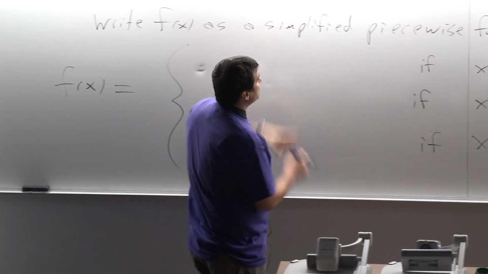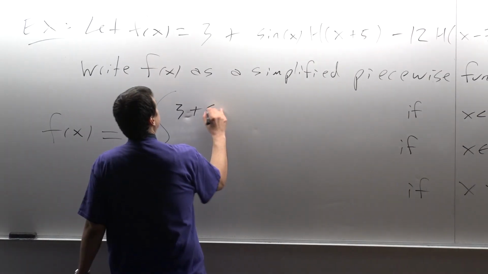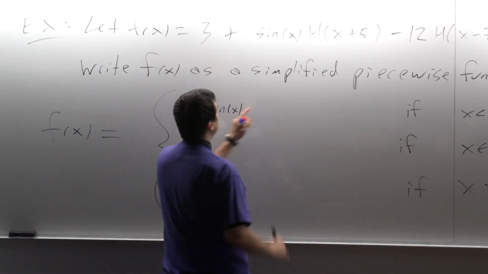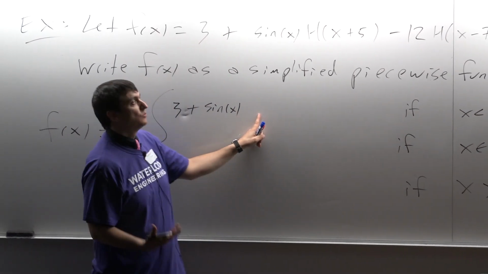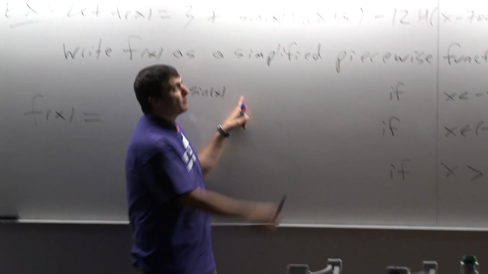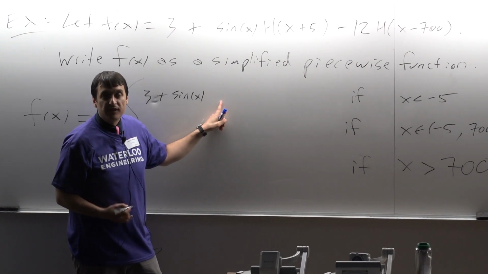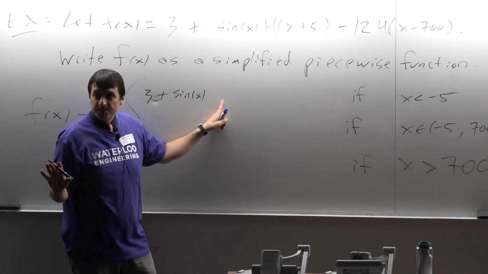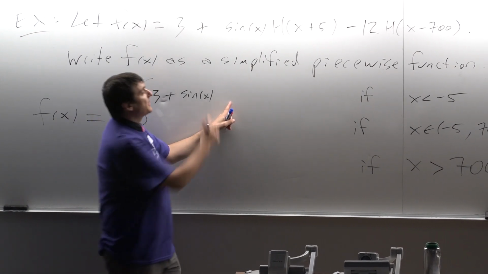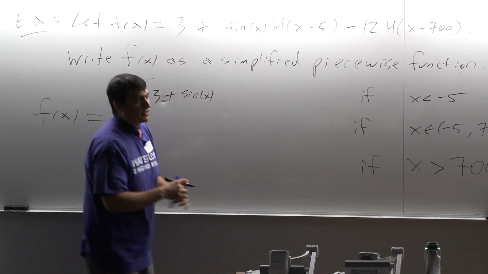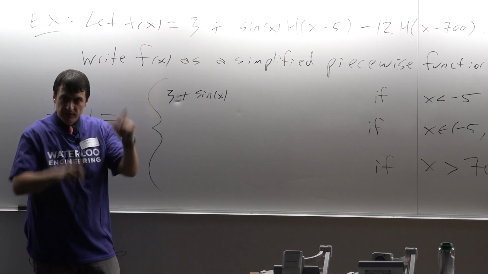I could start writing it as 3 plus sine of x times, and then I pause and I go, what is this times? What is this multiplied by? H of x plus 5. Oh, is that negative or positive? You know what, I'm not going to do that right now. Because I'm going to be focused on like 3 different things, and I'm trying to switch between them all at the same time.